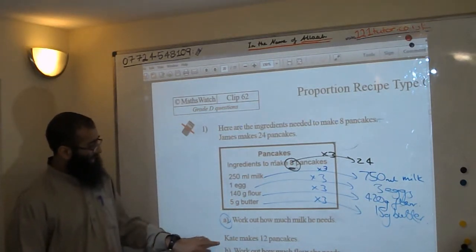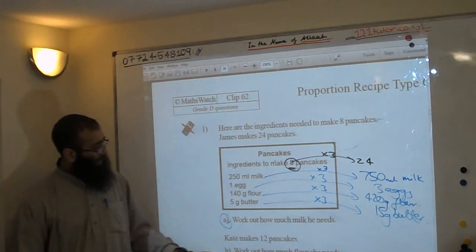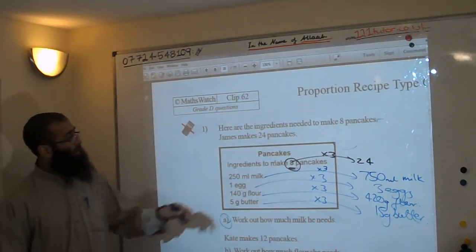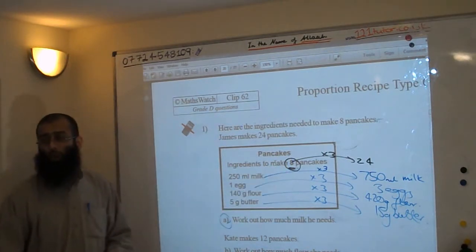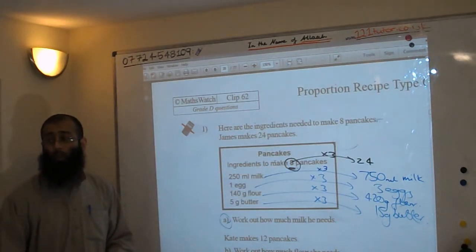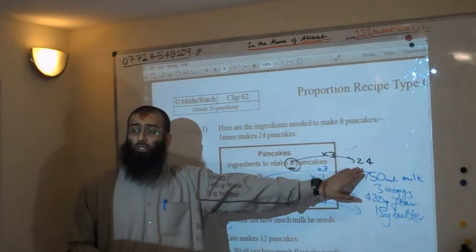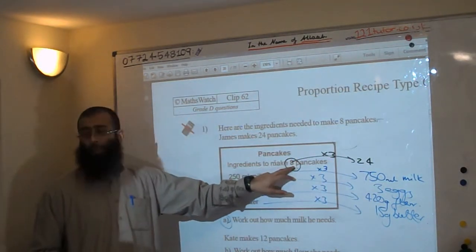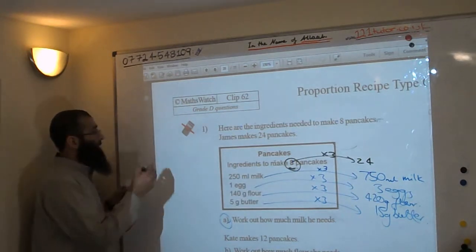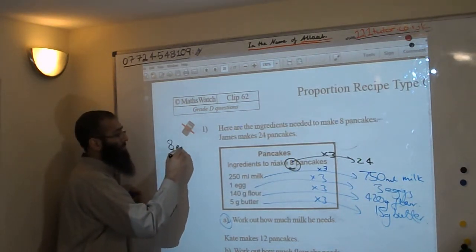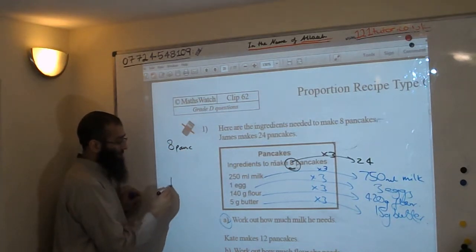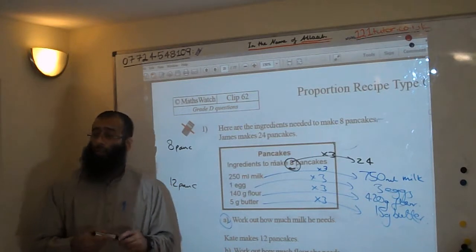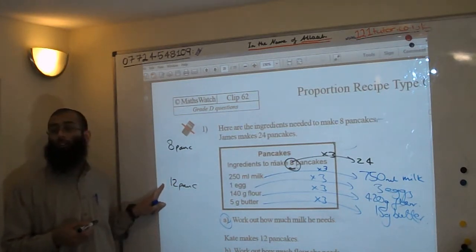Alright, next question says, Kate makes 12 pancakes. Work out how much flour she needs for 12. So now we need to go from 8 pancakes to 12. And 12 is not a multiple of 8. 24 was a nice question because 8 times by 3 is 24. Now we need to think about how we get from 8 to 12. So let's just have a look at 8, and we want to get to 12. For the smarty pants out there, you know that 8 times by 1.5 is 12.